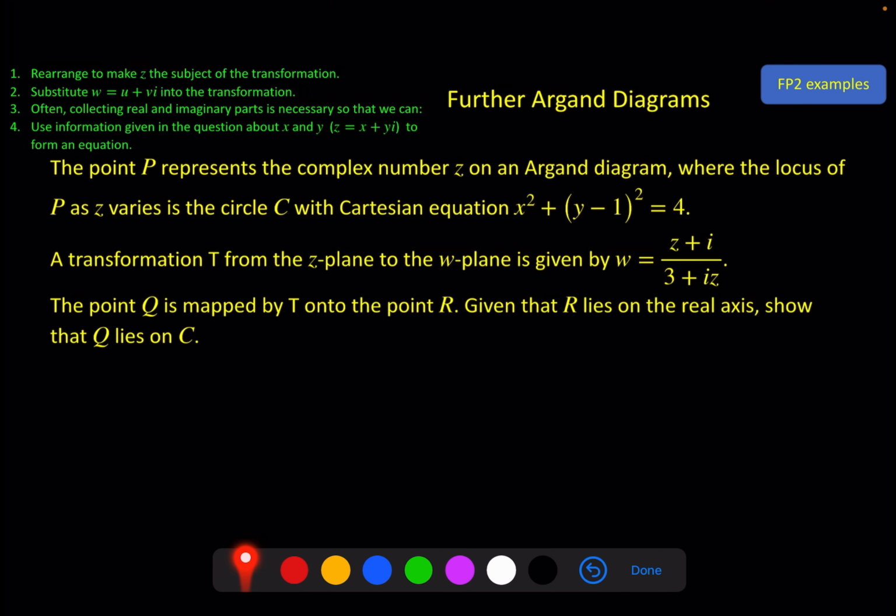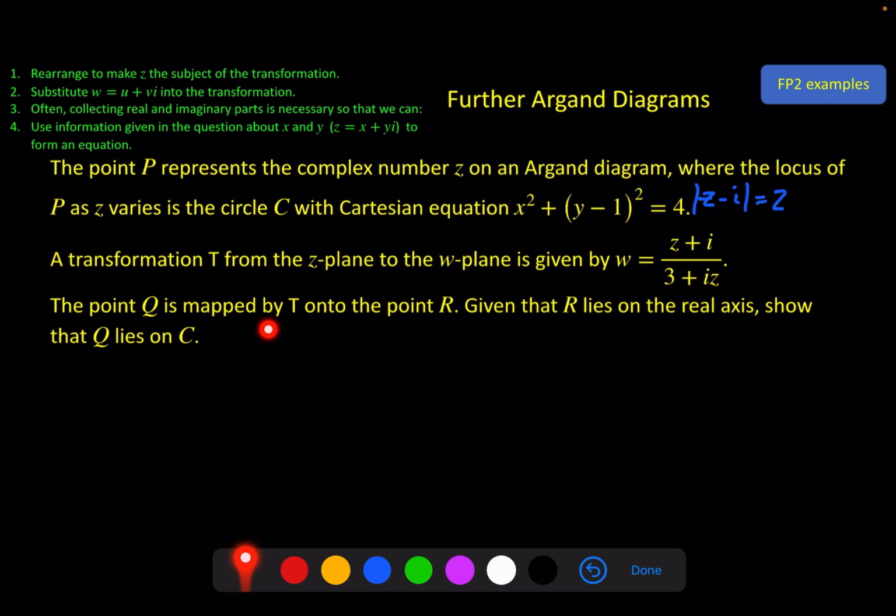We can change this into a locus, or we could use the XY relationship, but if you can put it into a locus form, that will probably be easier. So we have Z minus i, and the modulus of this must equal 2. That is giving you the same information as this. A transformation T from the Z plane to the W plane is given by this. That's fairly standard. We've had things like this in the last two examples.